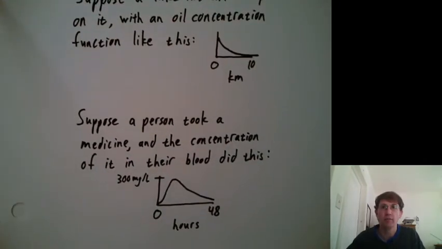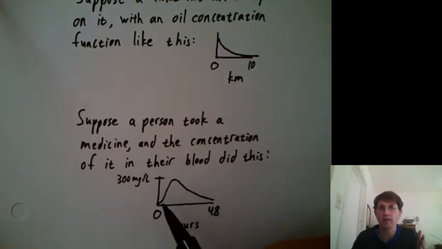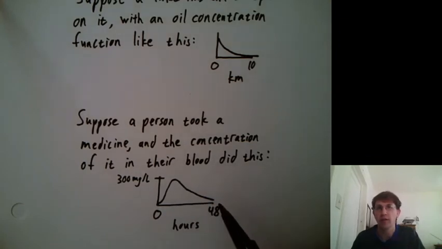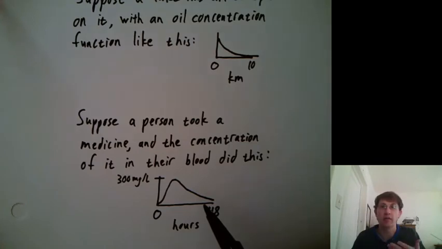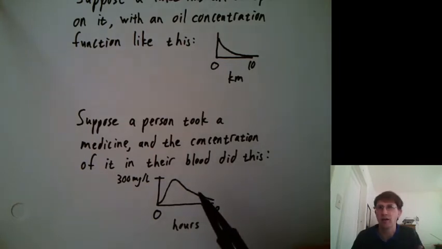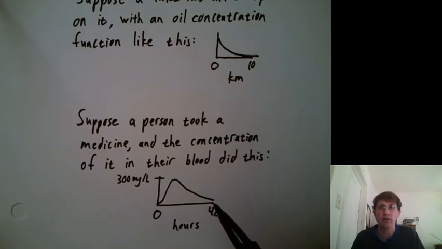Another one, suppose someone took a medicine and initially it was mostly in their stomach, not really in their blood, and then the concentration in their blood went up, and then came back down. You might want to ask, what was their average exposure to the medicine? We hope you have some exposure to it, otherwise you wouldn't take it, right? So you might say it averaged out at maybe 100 milligrams per liter across those 48 hours. So those are some applied problems where we want to take the average.